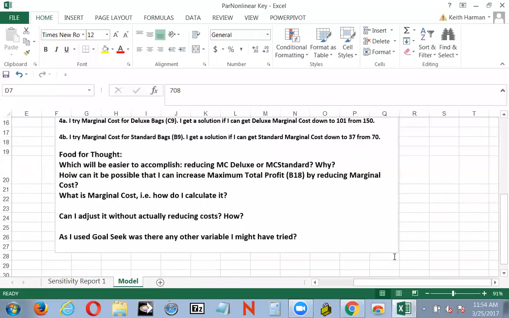Can I adjust it without actually reducing costs? How would I do that? The marginal costs? No, not really. Unless you incurred additional fixed costs. Now that would be one way you could do it. For example, automation is a way that I can build in a fixed cost.